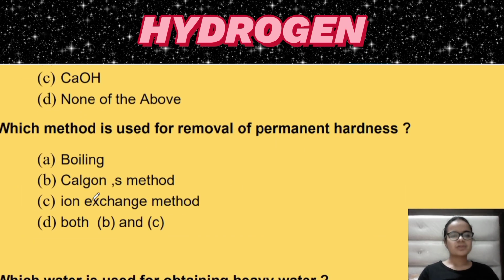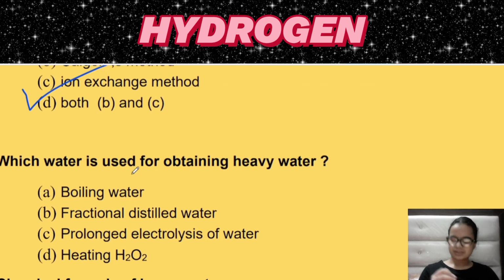Next question is, which method is used for the removal of permanent hardness? Boiling of course is not used, because it is used for removal of temporary hardness, we know that boiling is used there. Calgon's method and ion exchange method we must know that these are used in permanent hardness. So the answer is both B and C. Means option is D, but the answer is both B and C.